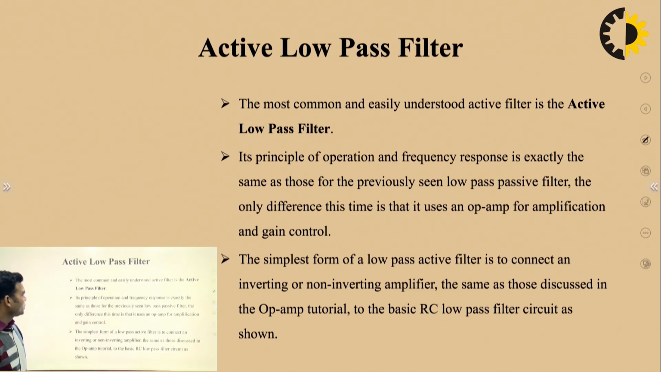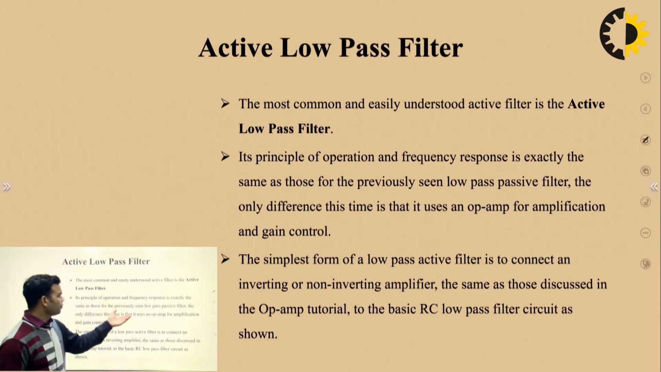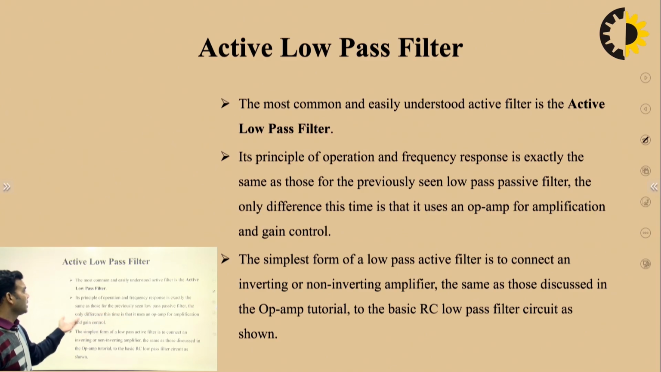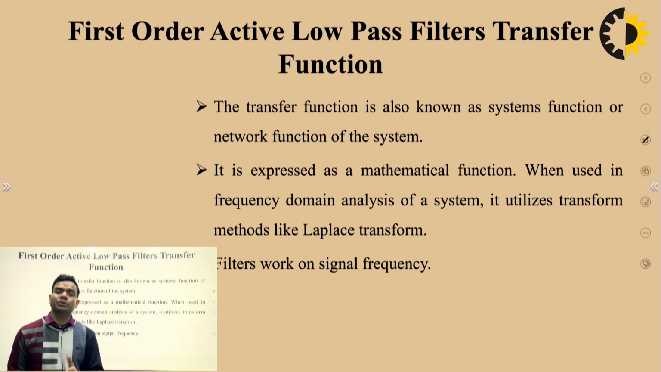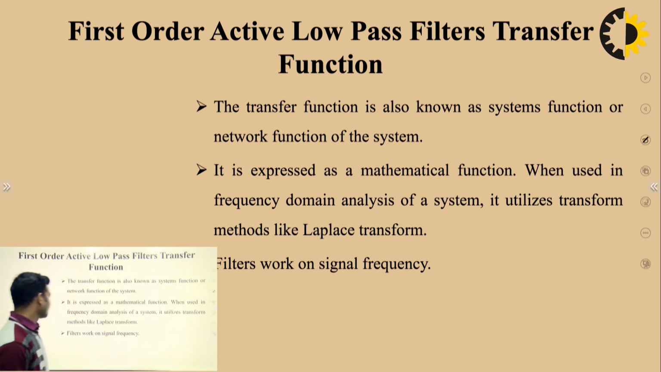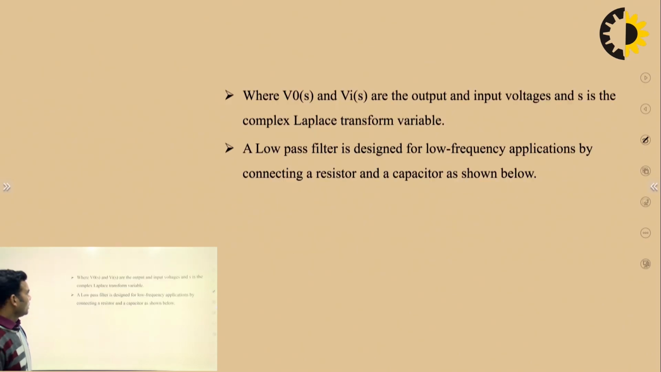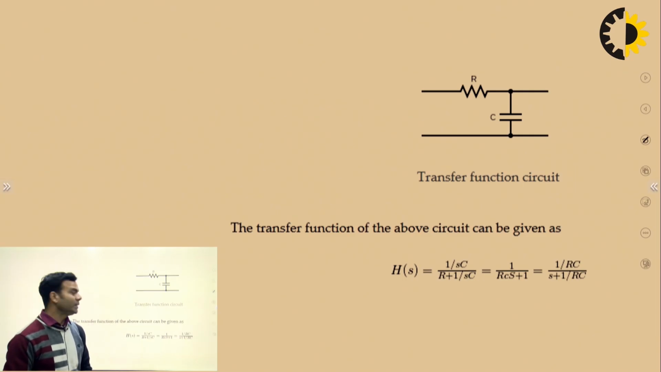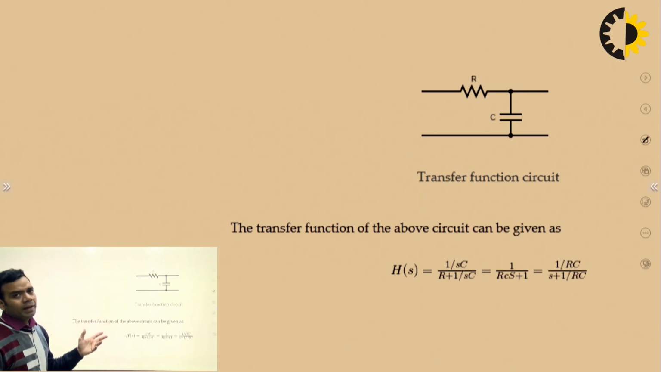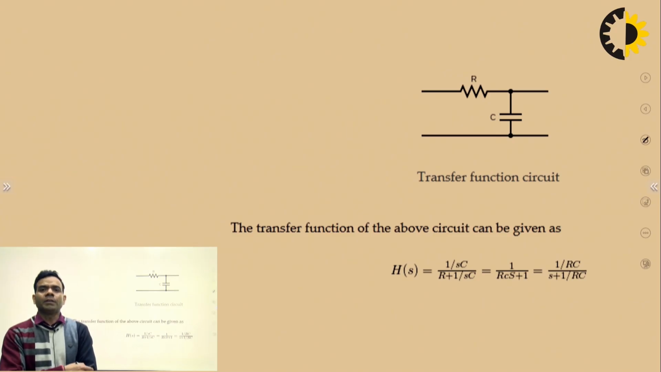So, let us discuss the low pass filter. The principle of operation and frequency response is exactly the same as the previously seen passive low pass filter. That means it passes the frequencies less than the cutoff frequency and stops the frequencies more than the cutoff frequency. We are familiar with this circuit of the low pass filter. So, now let us analyze this circuit. How will this circuit behave when we apply a signal of some particular frequency?